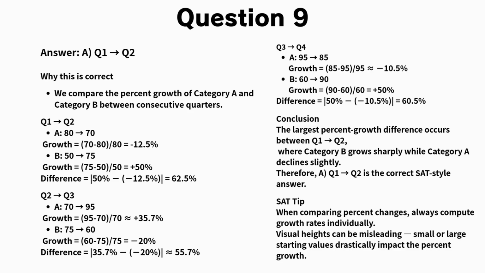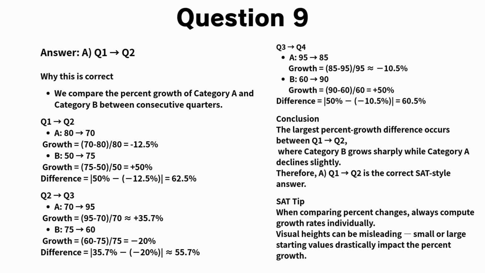Category B goes from 50 to 75. The percent growth is 75 minus 50, divided by 50, times 100. That's 25 divided by 50, which equals positive 50%. Since we're looking for the difference between these growth rates, and they move in opposite directions, we calculate the absolute difference. Category B grows by positive 50% while Category A declines by negative 12.5%. The difference is 50% minus negative 12.5%, which equals 62.5%.